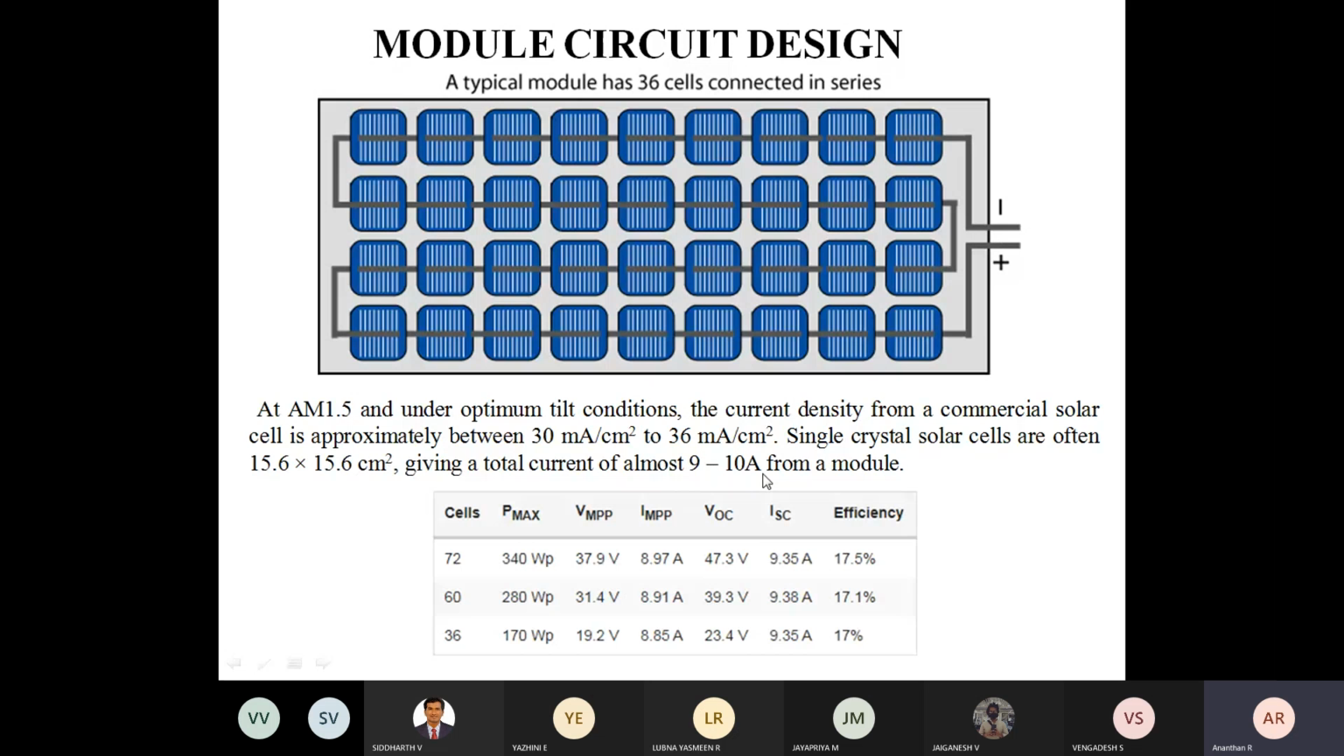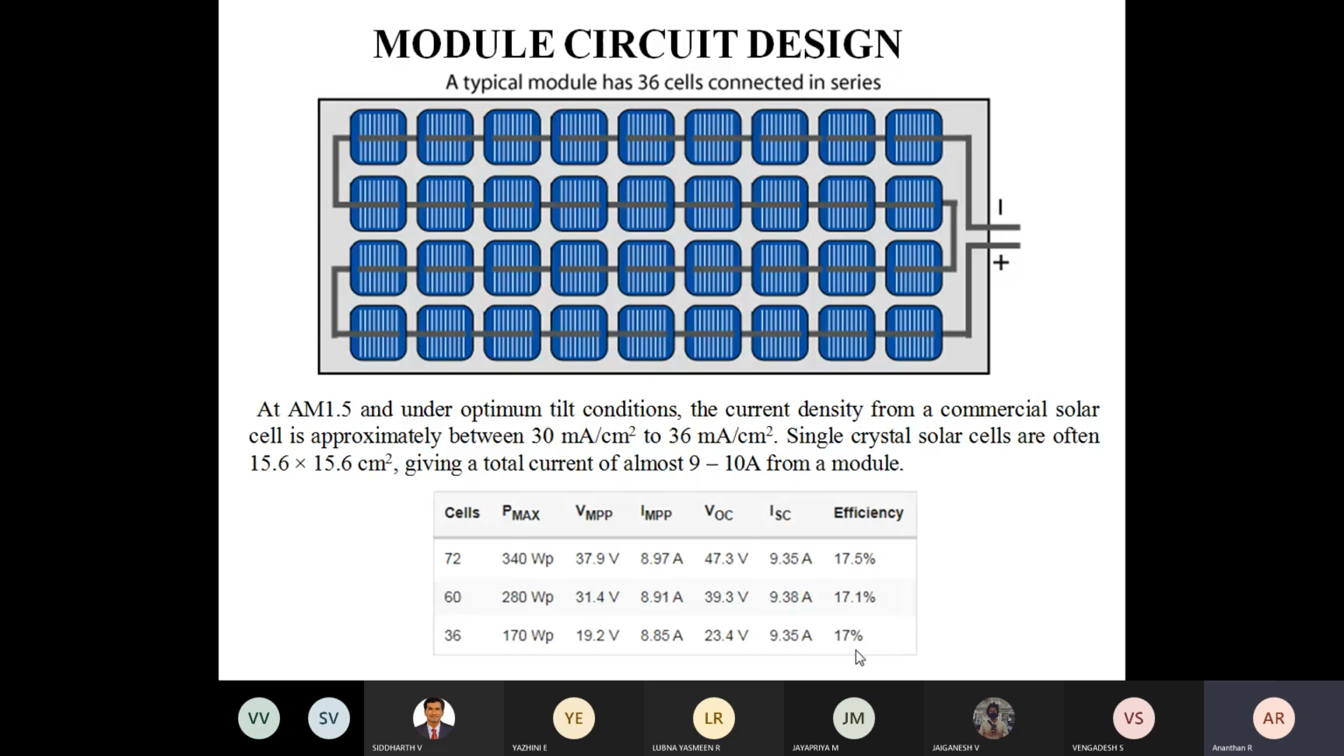By the way, if you want to modify the number of solar cells in a single module, say from 36 to 72, the power will be higher, and the VOC and ISC, everything, will be higher than for 60 or 36 cells. So you can get more efficiency with 72 cells and less efficiency with fewer. But in most cases, 36-cell solar modules are in the market.